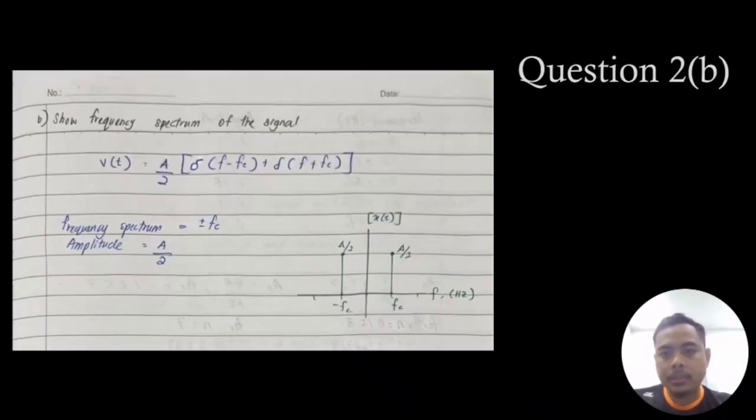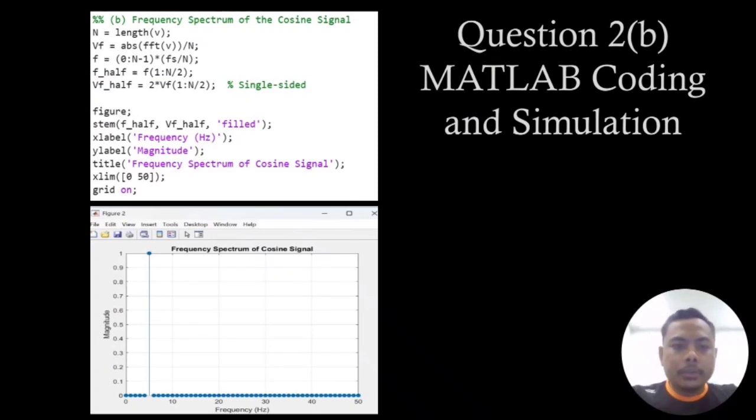So this is for question number 2B, where we need to show the frequency spectrum of the signal. For the cosine function v(t) equals A cos 2 pi Fc t, its frequency spectrum consists of two deltas located at plus Fc and negative Fc. Mathematically, we can express the formula as V(f) is equal to A over 2 times delta(f negative Fc) plus delta(f positive Fc). So based on the MATLAB coding that we created, we got the below waveform showing the frequency spectrum of the cosine signal.